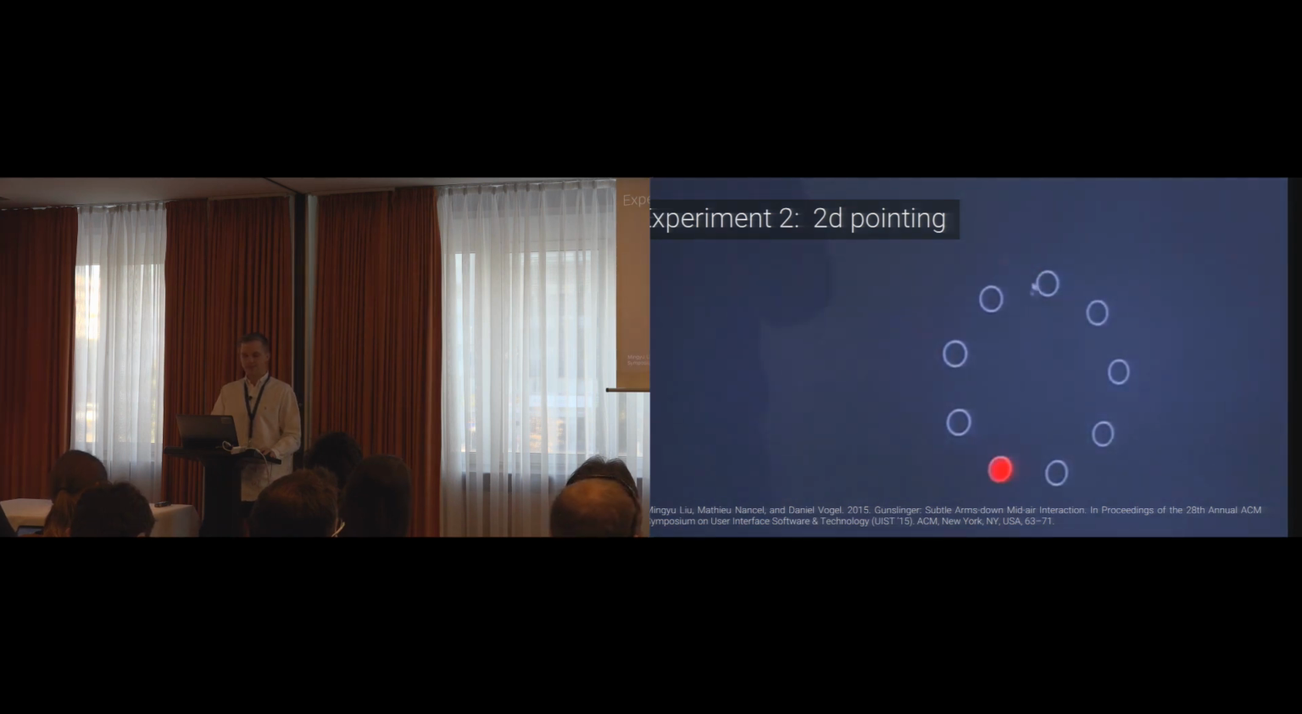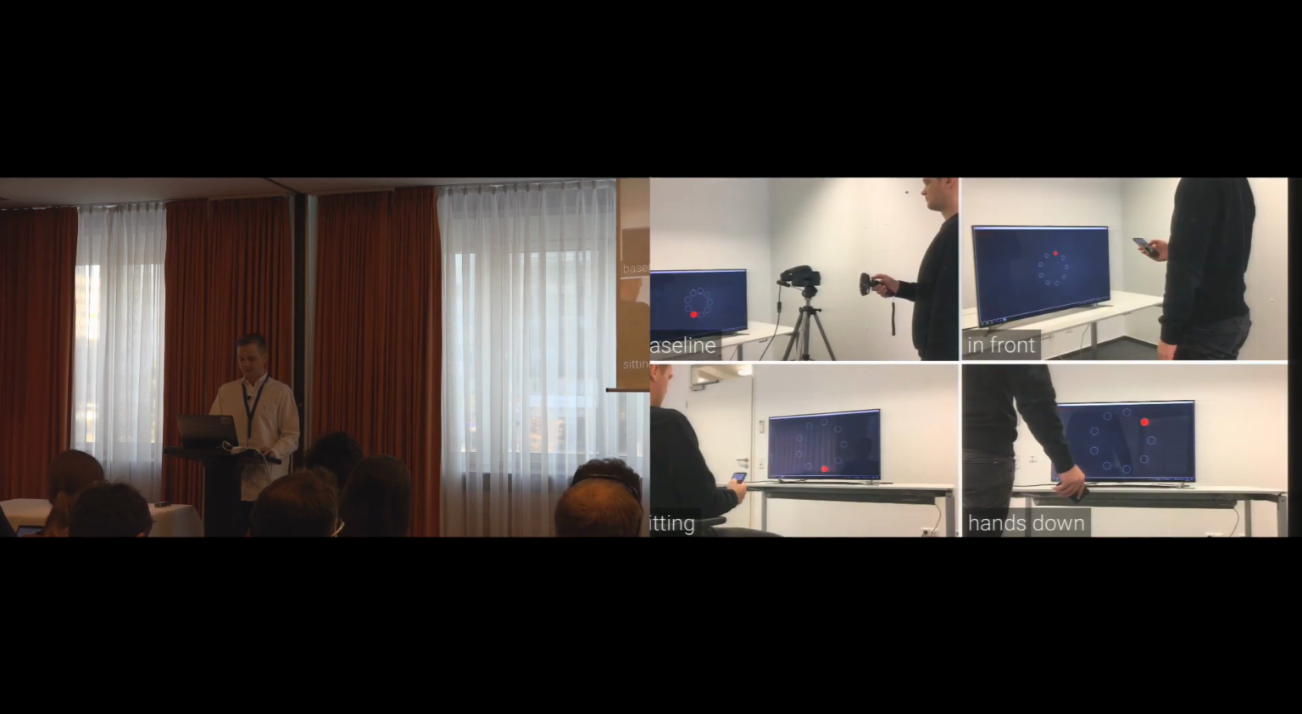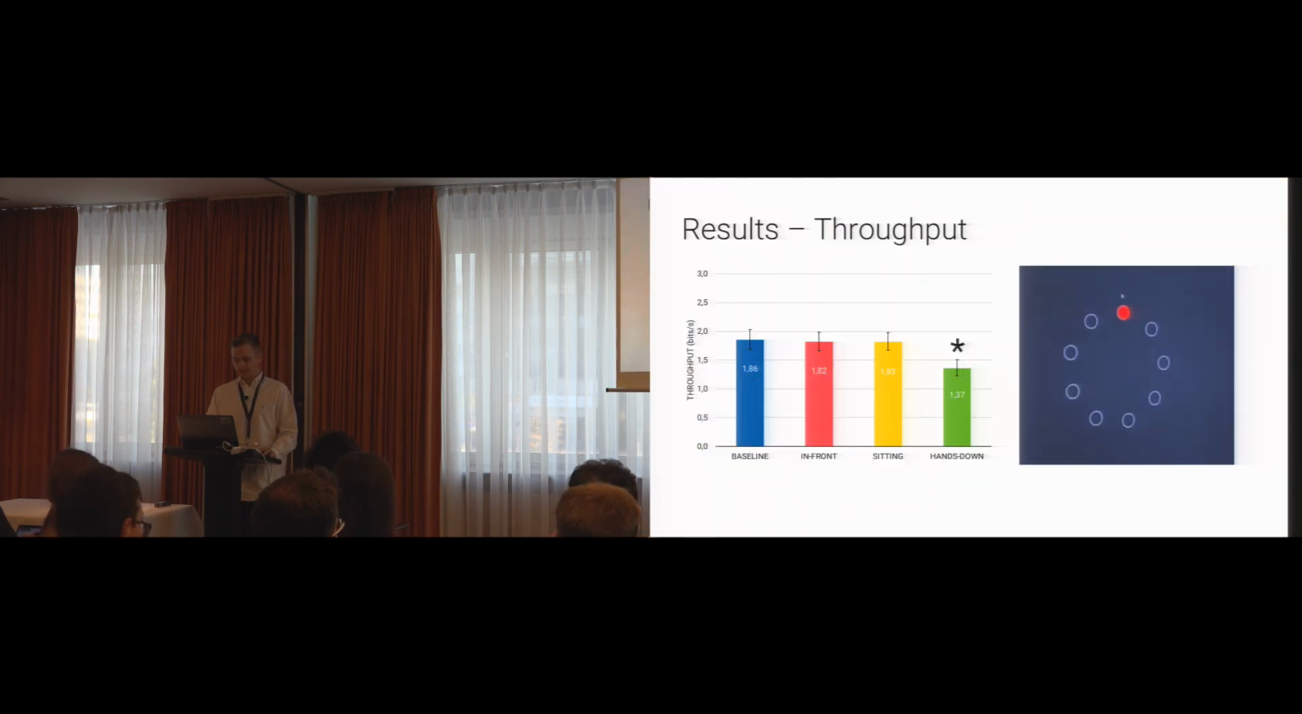The second experiment was a standard 2D Fitts' law task. And now we can see the task, but also how the user taps on the phone's touchscreen or touchpad on the controller to perform a click. Our test showed that the hands-down technique had a significantly lower throughput, on average by 26% compared to all others, whose throughput differed insignificantly, by less than 2%.